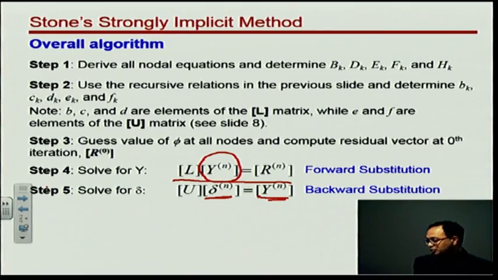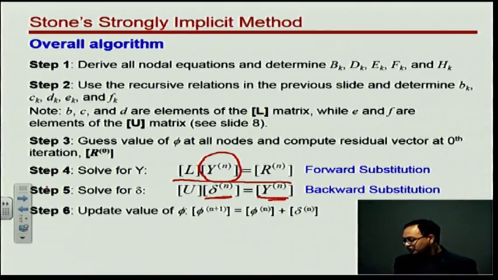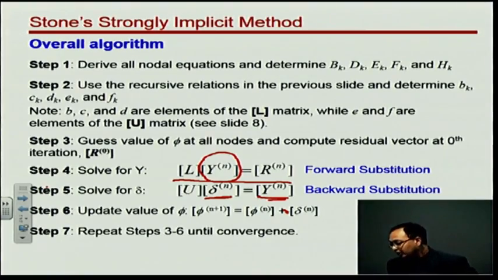So forward substitution, backward substitution, you solve for your change, and then you update your phi, which says phi at the new iteration is phi at the old iteration plus the change. If you want, you can add an under relaxation factor there, but it's not necessary. Typically, you will not need to for a linear problem, because these are linear equations you're solving. And then you monitor your convergence and repeat steps 3 through 9.